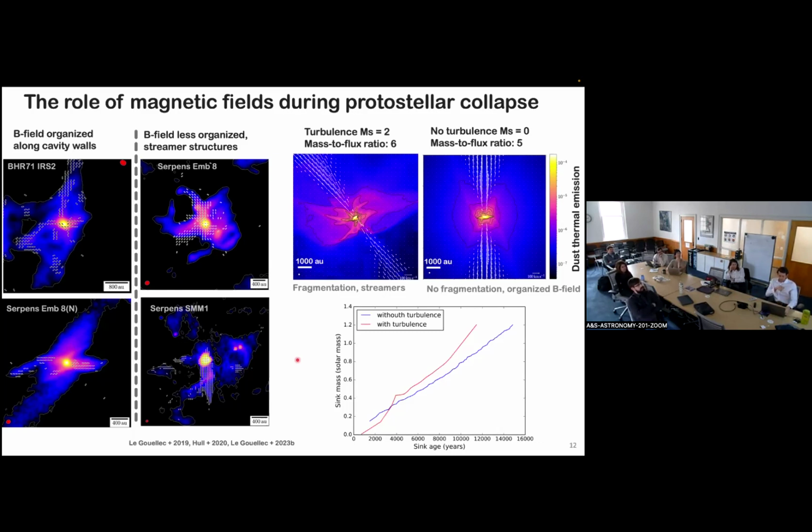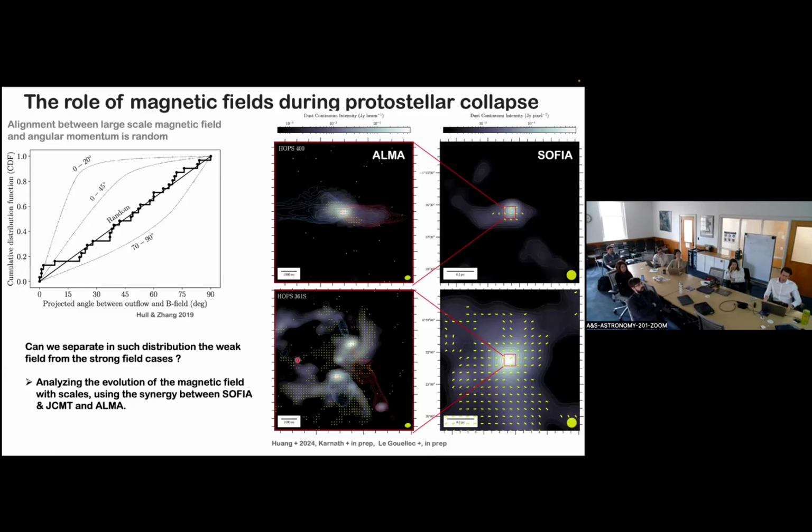whether they are B field regulated or more turbulent with a subdominant action of B fields. This is what we are trying to do right now with statistics, addressing this question toward a large number of ALMA observations of protostars, and doing this on multiple scales.